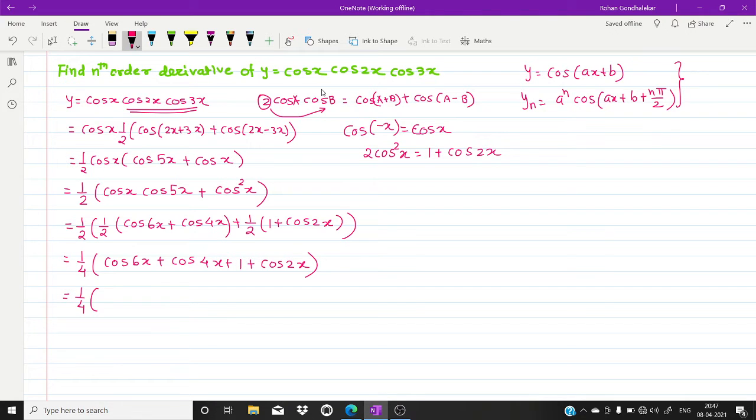Now follow this formula. What is a here? 6. So we get 6 raised to n into cos of 6x plus n pi by 2. In the second, the a is 4 and b will be 0. So this is 4 raised to n cos of 4x plus n pi by 2. And for the last term, it is 2 raised to n into cos of 2x plus n pi by 2. This is my required nth order derivative of the given function.